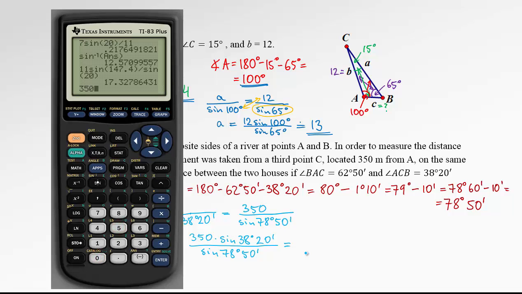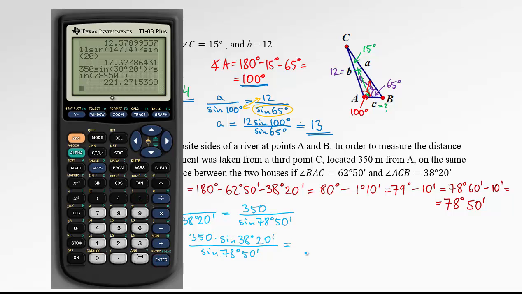350 times sine of 38 degrees. Degrees are under the angle list, number 1. 20 minutes, again angle list number 2. Okay, then bracket divided by sine of 78 degrees, angle list number 1, and 50 minutes, angle list number 2. Here we go, bracket, enter.